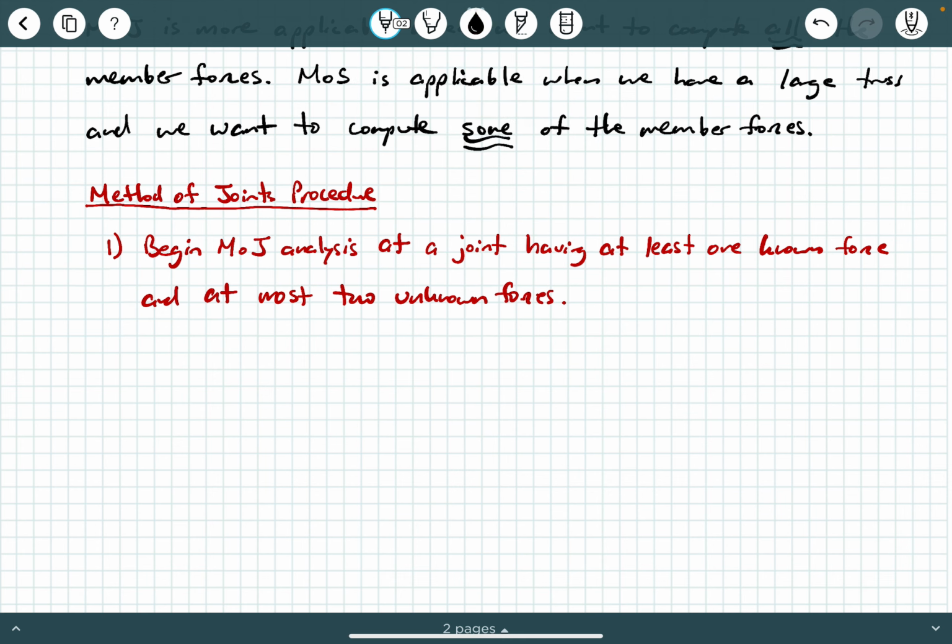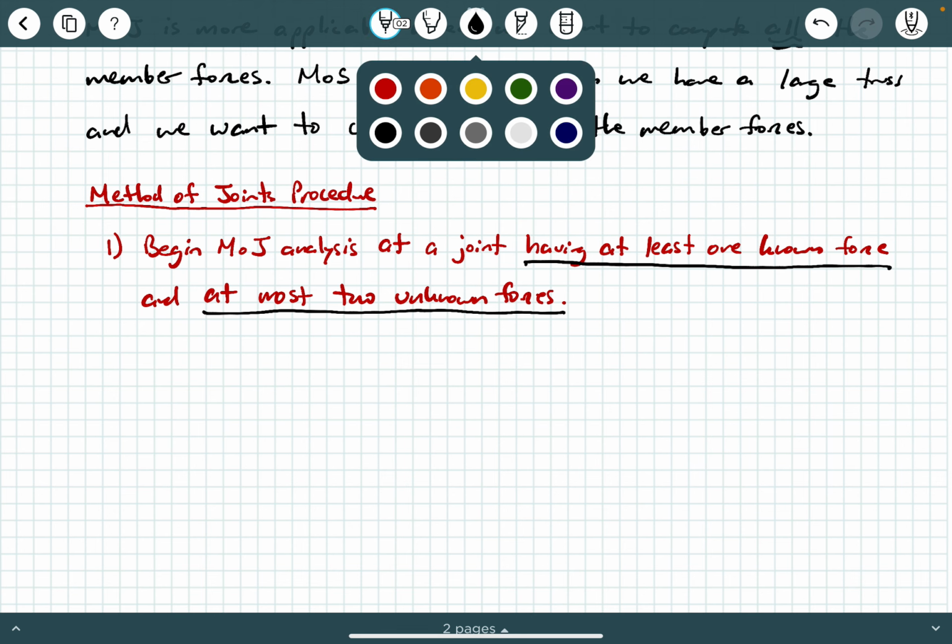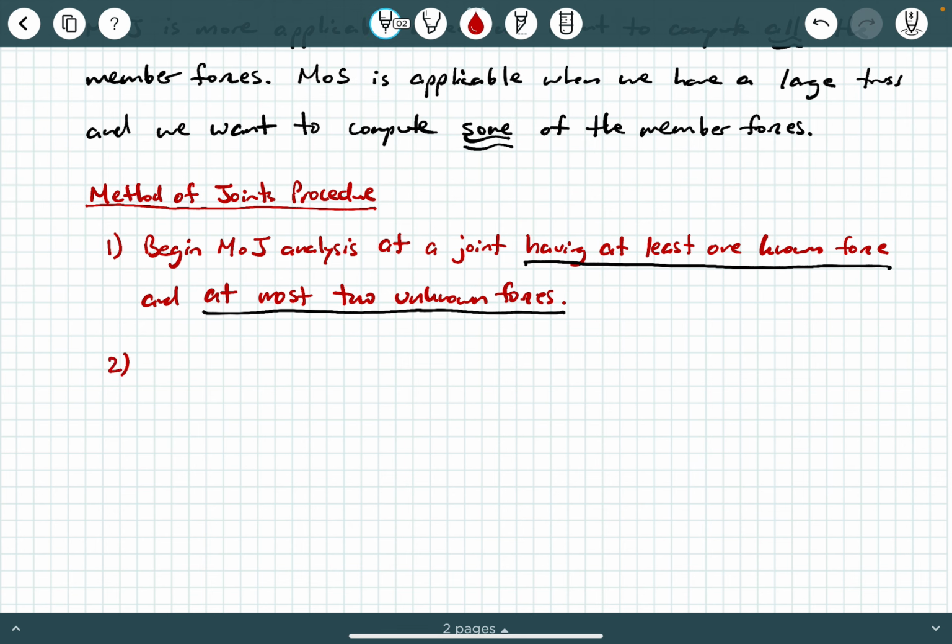We always start MOJ analysis for a truss at a joint having at least one known force and at most two unknown forces. Okay, so you have to start at a joint where you know something, and that joint has to have at most two things you don't know. Now, the reason for that, especially for the second part of that sentence, is really number two in the procedure.